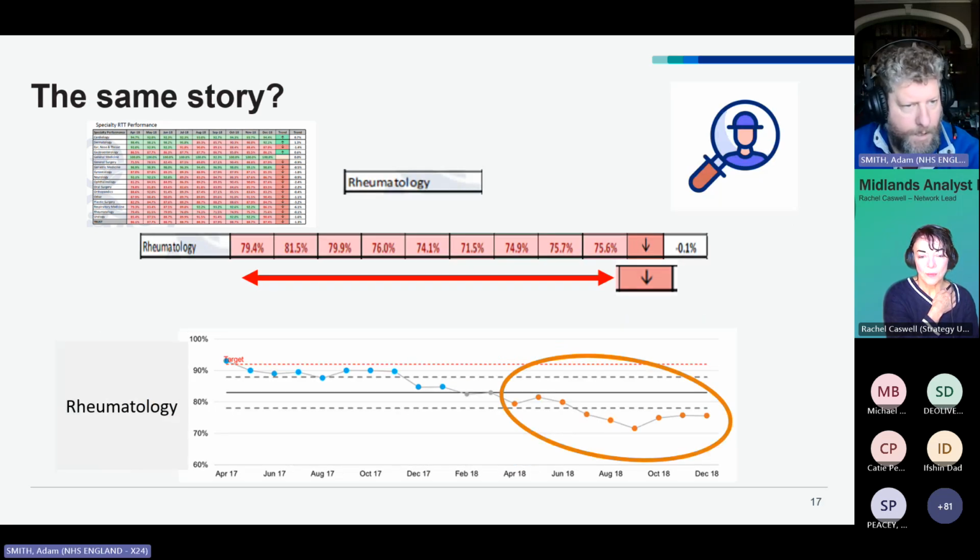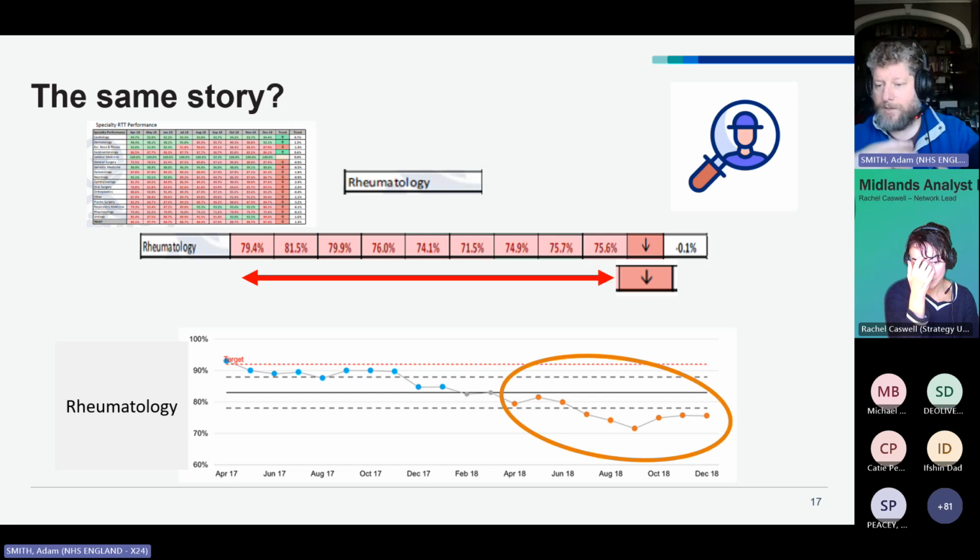Another line for you, rheumatology. So all red, downwards arrow, negative number. So we might think it's kind of the same idea. Hidden improvement underneath there. Well, it's the opposite. We've actually got hidden variation, hidden deterioration under there. We've got those orange dots of special cause variation. We can see it's quite stark deterioration, but we might not pick that up.